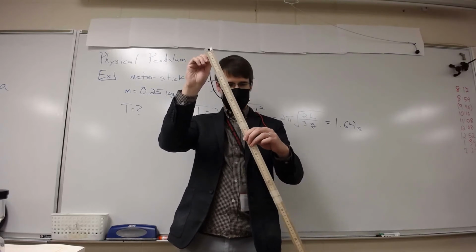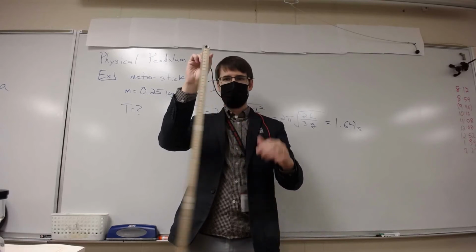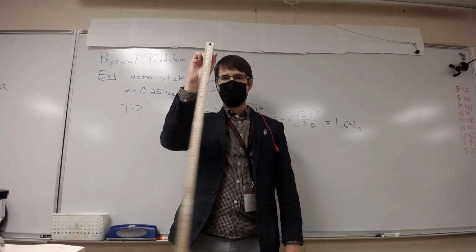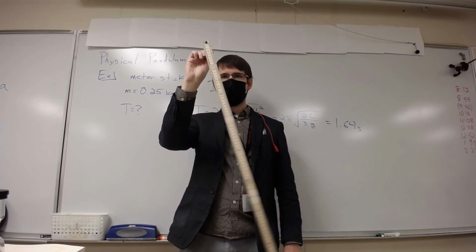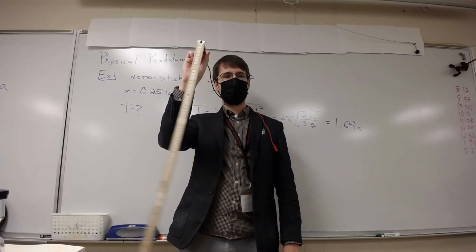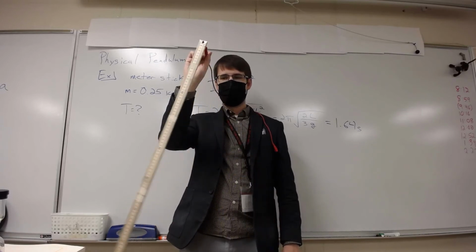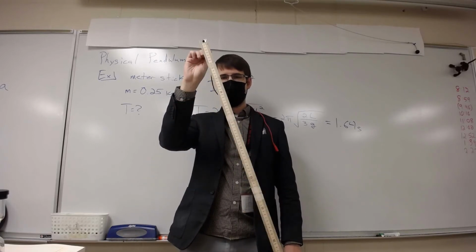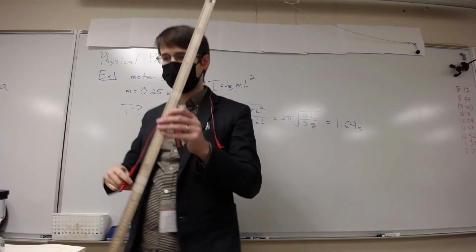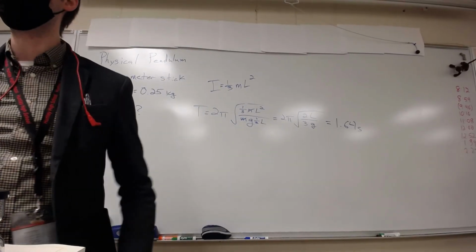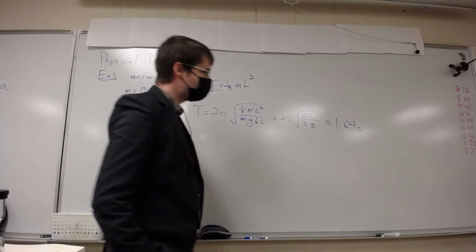So 3, 2, 1, drop. 1, 2, 3, 4, 5, 6, 7, 8, 9, and stop. What do we get? 16.59. 16.59. So I think that's pretty darn good right there. 10 cycles, we get 16.59.